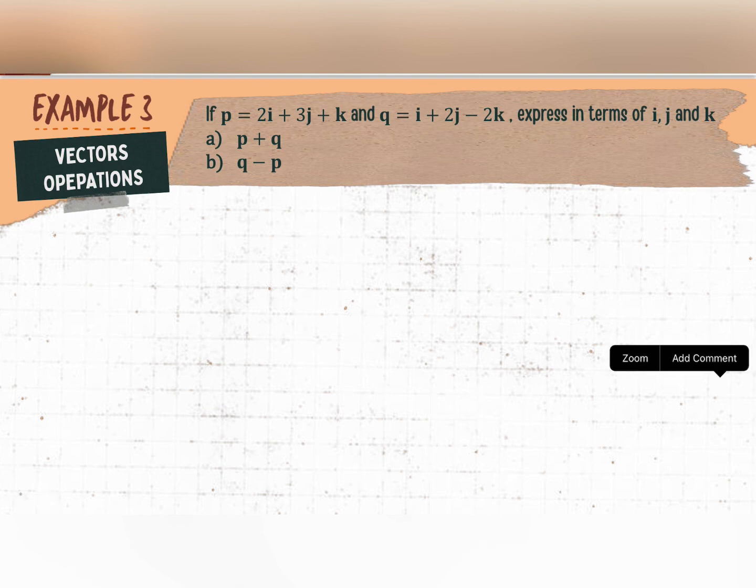Okay, so for example 3, if P is equals to 2i plus 3j plus k. Okay, ini walaupun dia tak ada tilde, tapi sebenarnya dia dah bold kan. Okay, so kalau guna komputer tak apalah, kita boleh bold kan. Tapi kalau kita tulis tangan, tak nampak dia bold kan. So, that's why kita kena ada tilde kat bawah tu. Let's say we have P and Q expressed in terms of ijk. Okay, the question suruh guna ijk. P plus Q and Q minus P.